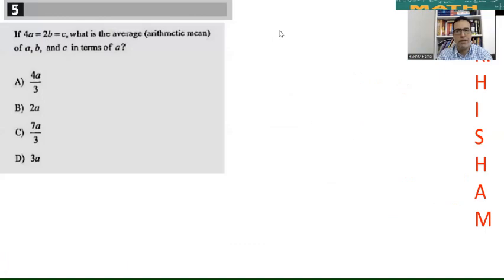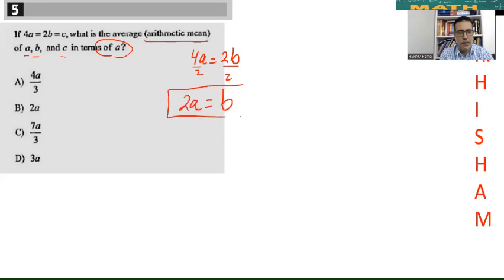Question number 5. If 4a is equal to twice b, which is equal to c, what is the average, arithmetic mean, of a, b, and c in terms of a? First, I know that 4a is equal to twice b. So by dividing both by 2, b is equal to twice a. So I figure out b in terms of a. And we know that 4a is equal to c. So already I have c in terms of a.